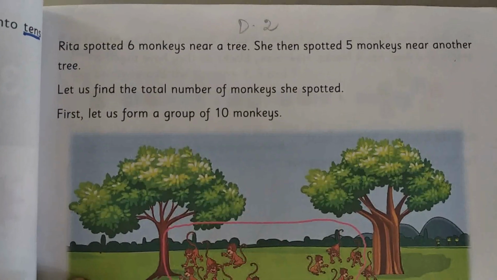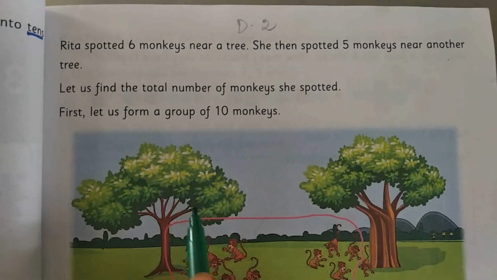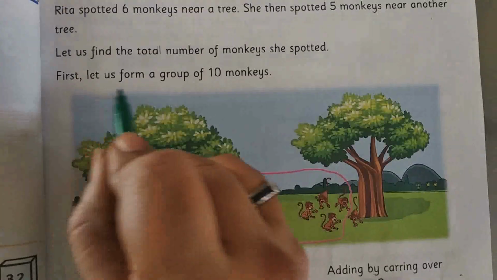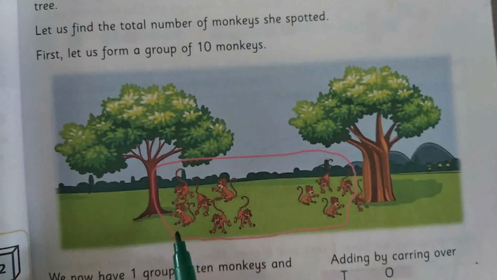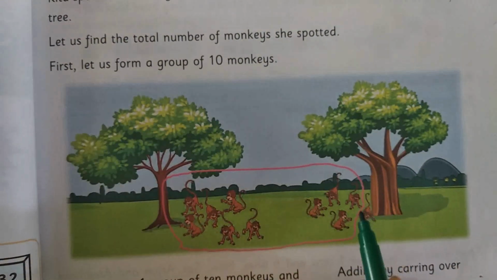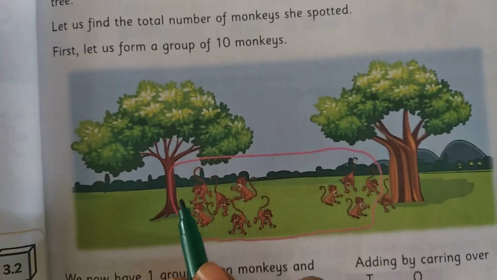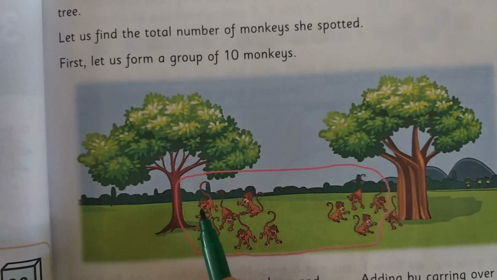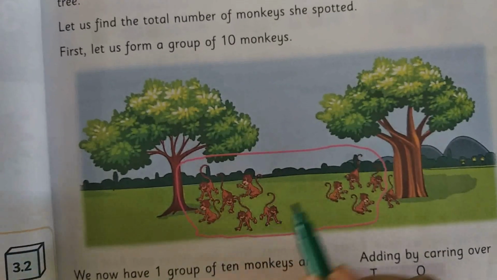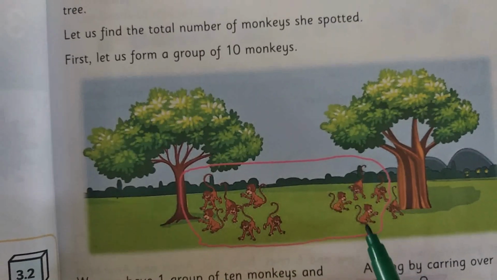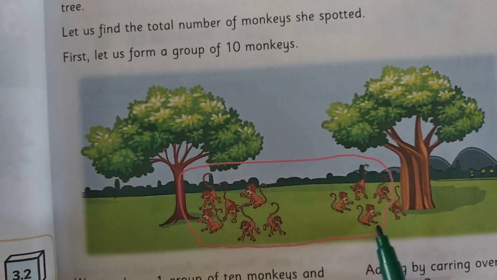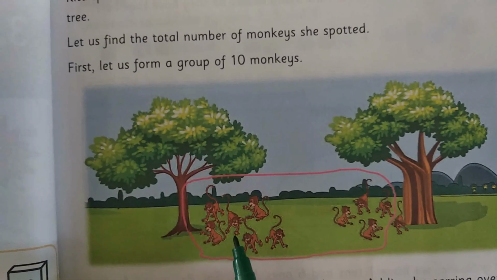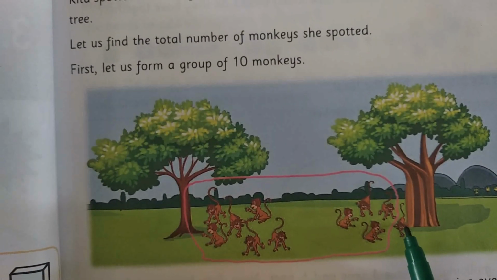Now we are going to group these monkeys as tens and ones. Okay. See in your picture, they have given it. First let us form a group of 10 monkeys. You want to count 10 monkeys and form a group. See, in your picture they have formed it. In this group only 10 monkeys will be there. See 1, 2, 3, 4, 5, 6, 7, 8, 9, 10. So they have separately marked these 10 monkeys. So they have grouped as 10, and 1 monkey lives separately.